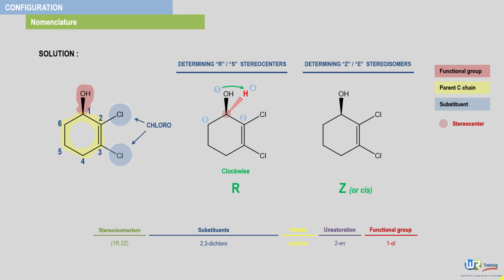So to sum up, the name corresponding to this molecule is 1R, 2Z, 2,3-dichlorocyclohex-2-en-1-ol.